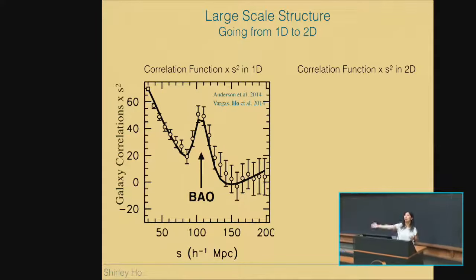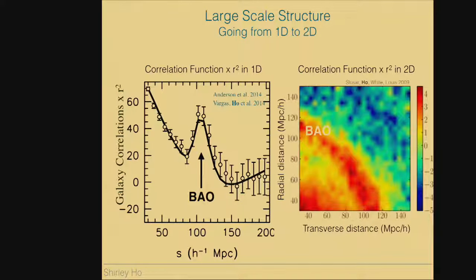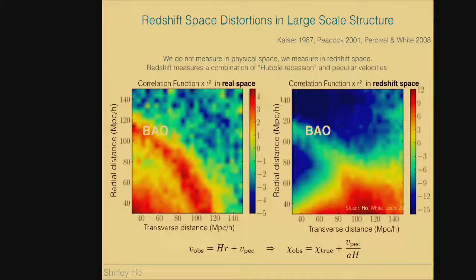But if you sweep it out in 2D, you see a quadrant like this. The BAO is in this little quadrant right there that has an extra power, right? But this is the correlation function in real space. What you actually observe is something in redshift space. So we do not measure in physical space. We actually measure in redshift space.